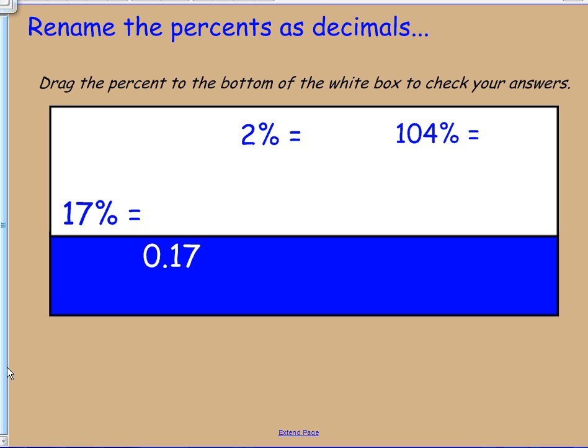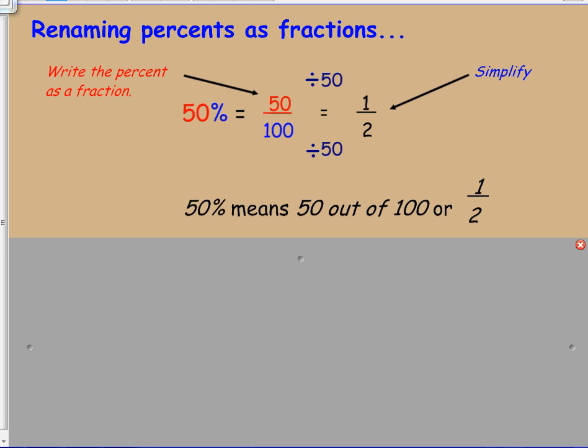All right, and the last thing we're going to be doing tonight to conclude our lesson, renaming percents as fractions. So if we want to take 50% and we want to turn it into a fraction, remember you always have to put every fraction in simplest form, so you can't just leave it as 50 over 100. You have to simplify it to 1/2.